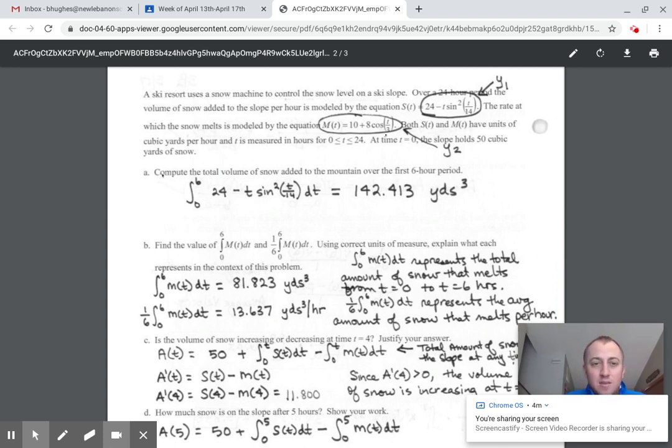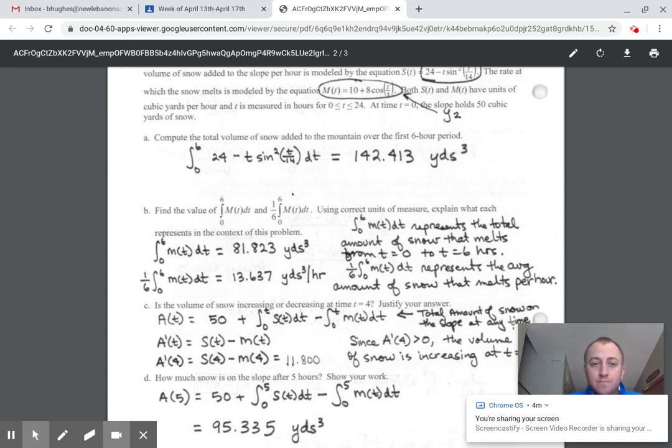So A, compute the total volume of snow added to the mountain over the first 6-hour period. So we're looking at the total amount of change being added from 0 to 6. Kind of goes along with our last section of notes. So the integral from 0 to 6 of our function S of t, which is given, calculator equals 142.413.